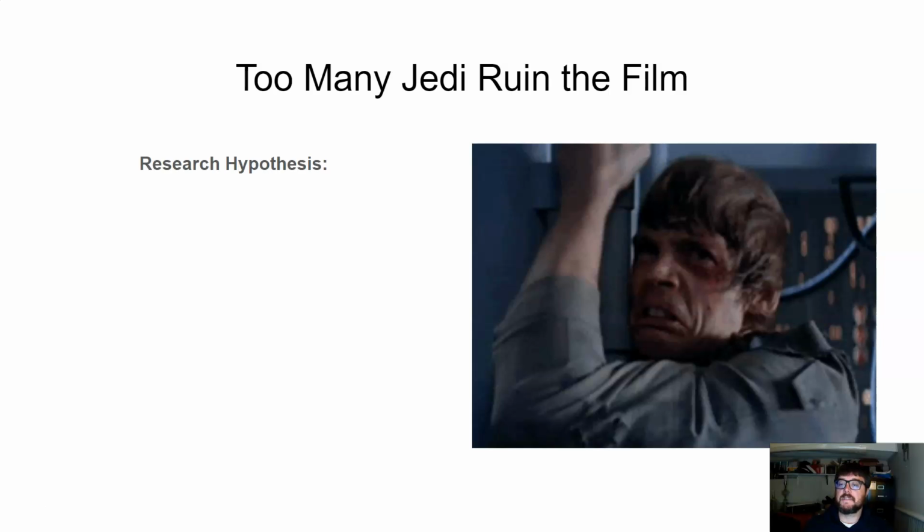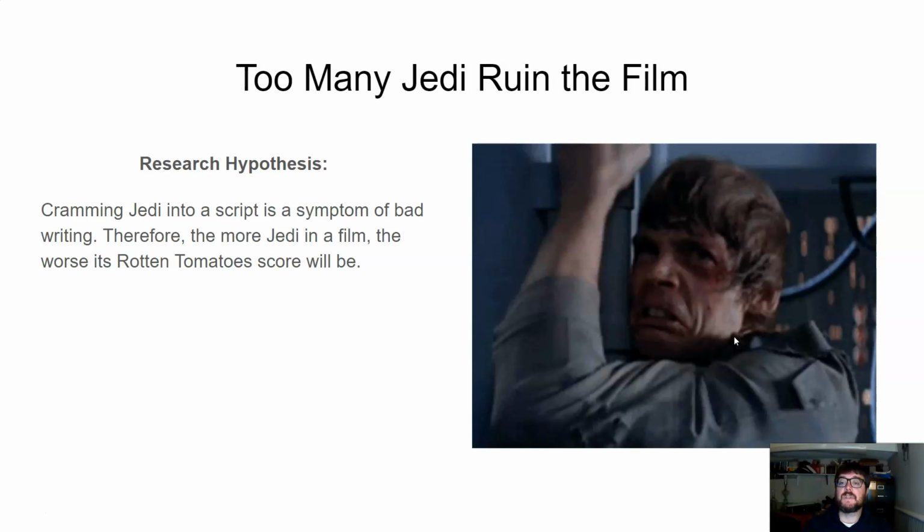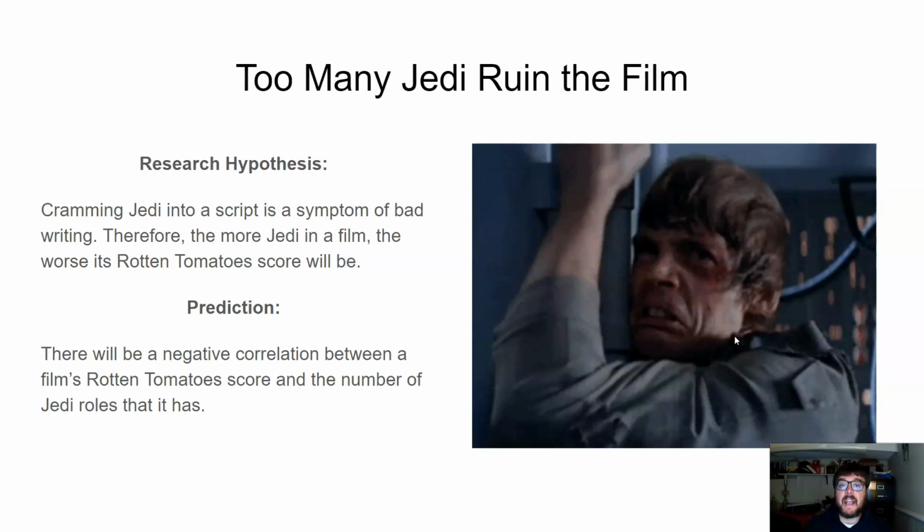So here's the research hypothesis. Cramming Jedi into a script is a symptom of bad writing. Therefore, the more Jedi in a film, the worse its Rotten Tomatoes score will be. So if we reverse the cause and effect relationship versus the prediction in this example from the ones previously about studying the grades and the weights of the elephants in the photographs. So our prediction is that there will be a negative correlation between a film's Rotten Tomatoes score and the number of Jedi roles that it has.